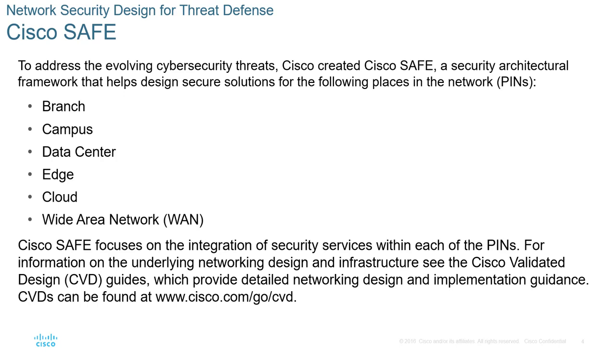For information on the underlying network design or infrastructure, Cisco will validate design guides. They're called CVDs. These guides provide the detailed design and implementation guidance, and you can normally find them at Cisco's website by going to cisco.com/go/CVD. Half the time I can't find it that way. I normally just Google Cisco plus CVD. That's probably an easier way to get to it.